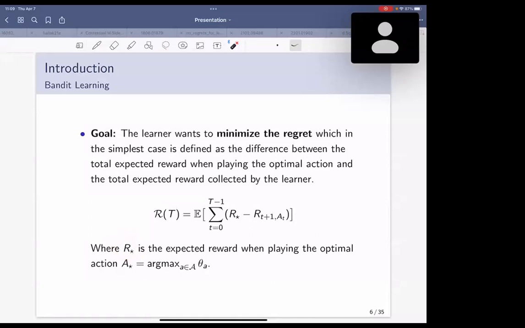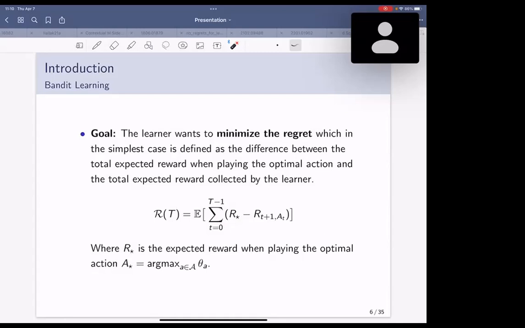But obviously, because the agent doesn't have the full information about the environment and doesn't know the theta vector, it cannot play the optimal action, and it cannot get the optimal reward. So we define something called the regret, which is the difference between the total expected reward we get by playing the policy we've chosen, compared to the optimal reward. The goal of the agent is to choose a policy that minimizes the regret.